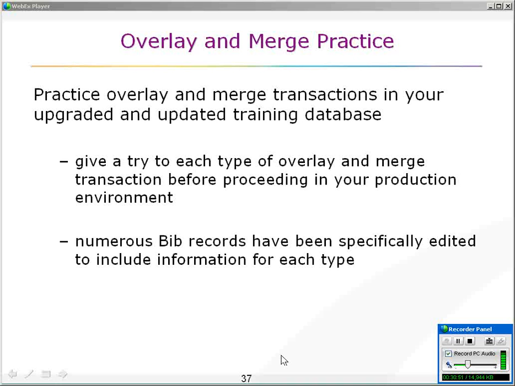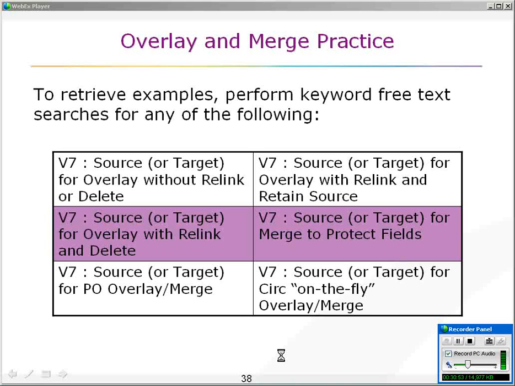So if you're in the cataloging client and you want to retrieve examples, perform a keyword free text search for any of the following. And in fact, if you just go with V7 as the keyword free text search, you'll get any of this group of 6 that appears. And then just a small trick that relates to it, and in fact I'll show you what this looks like.